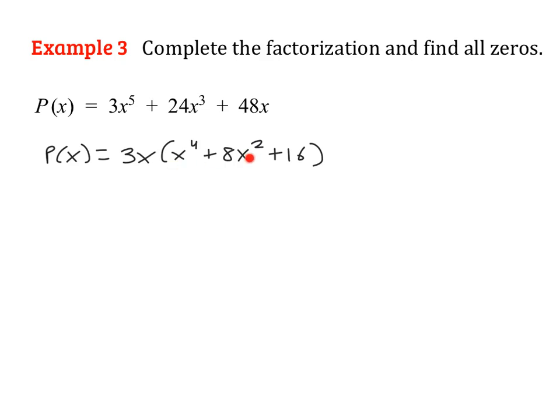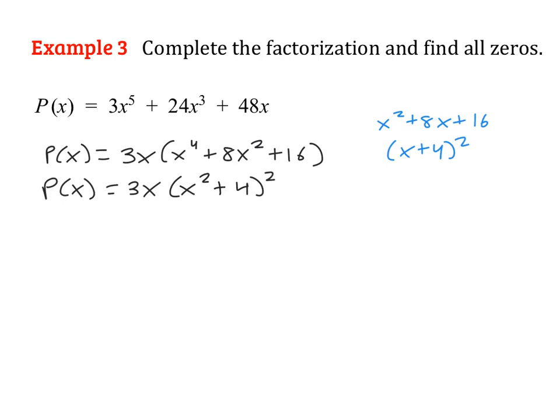So I have 3x times x to the 4th plus 8x squared plus 16. Imagine this said x squared plus 8x plus 16. It'd be pretty easy to see that this is x plus 4 squared. We're going to use the same general idea, but instead of an x here, we have x squared. So it's x squared plus 4, squared. And this will work as long as this exponent is double this exponent, and this is just a constant. So here we have our factors allowing us to find our zeros.